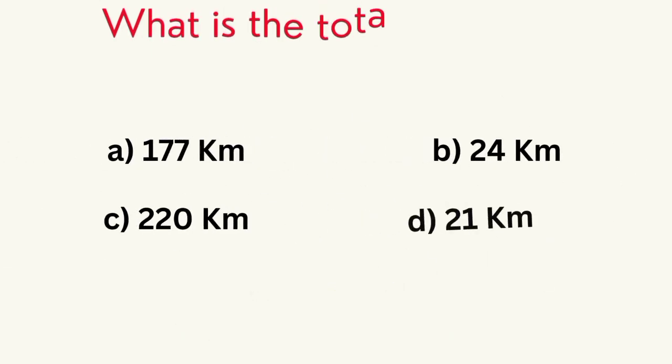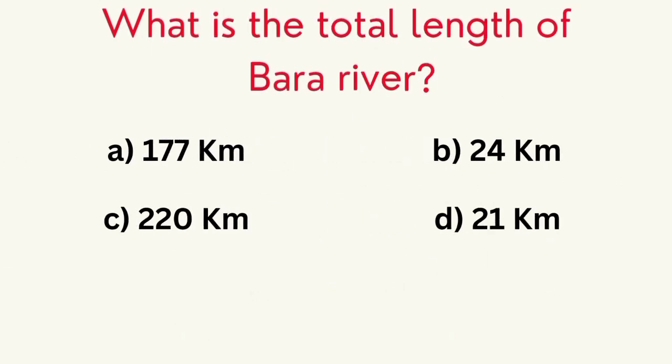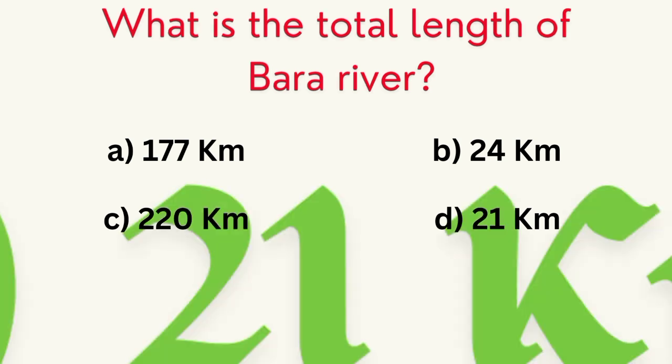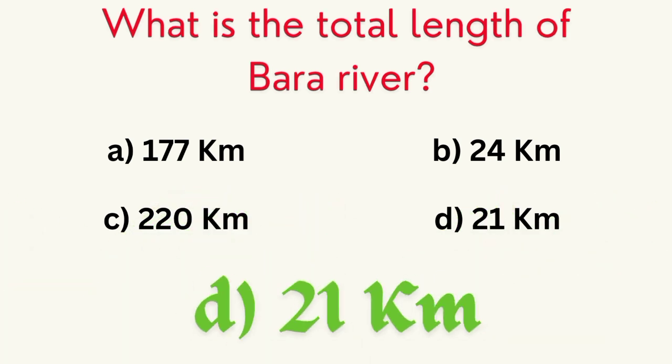What is the total length of Bara River? A. 177 kilometers. B. 24 kilometers. C. 220 kilometers. D. 21 kilometers. Answer, D. 21 kilometers in Khyber Pakhtunkhwa.